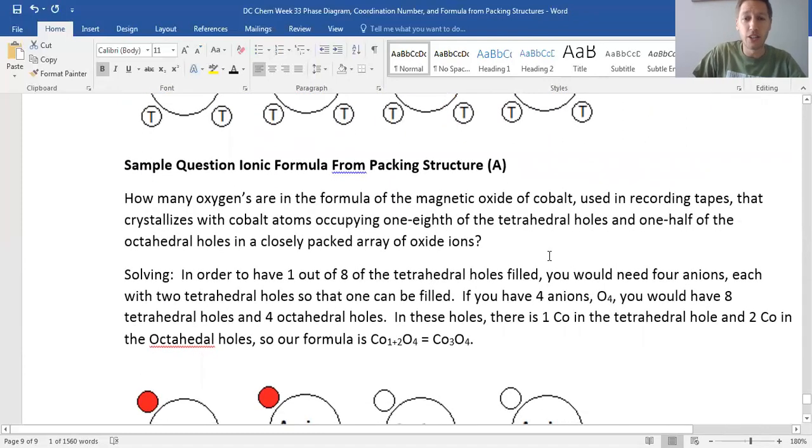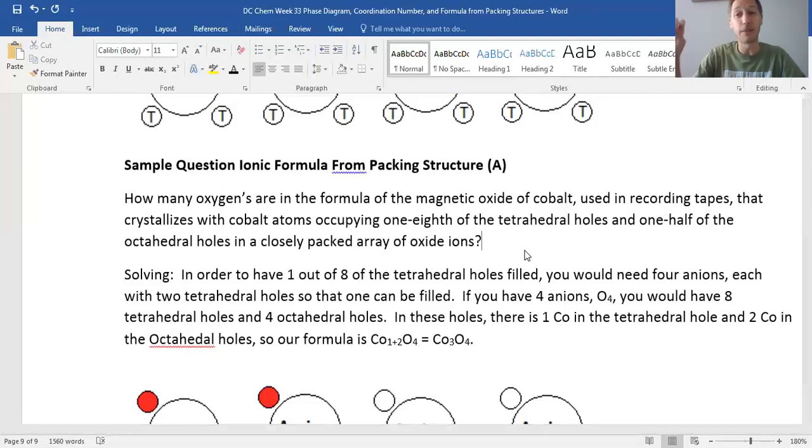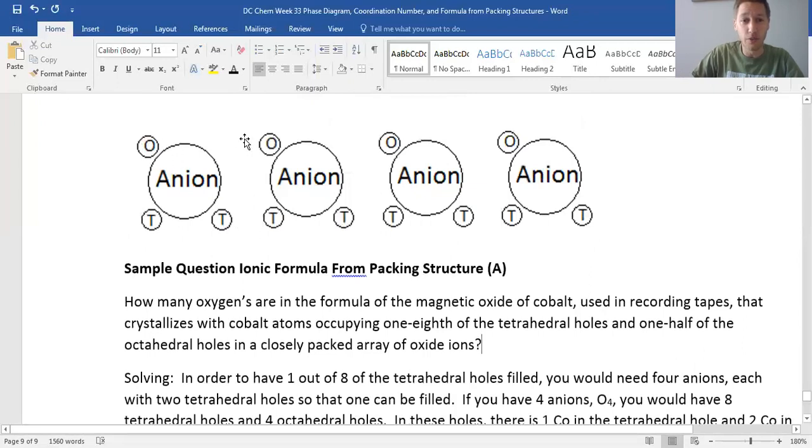Here's a sample question for packing structures based off ionic stuff. How many oxygens are in the formula for some oxide with cobalt? We're told that the cobalt atoms occupy 1/8 of the tetrahedral holes and half of the octahedral holes. So when we have all these oxygen atoms spread out, some of the holes are filled, some are not. Some of the octahedral holes are filled in, some of the tetrahedral are filled in, but not all of them. So it's not completely filled in.